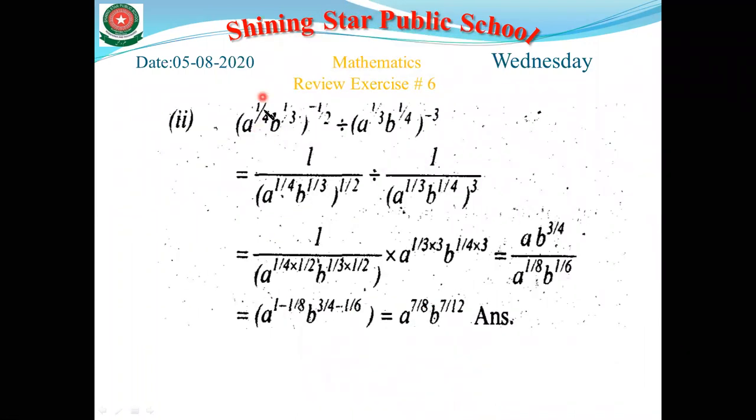Now (a power 1 over 4, b power 1 over 3) whole power minus 1 over 2 divided by (a power 1 over 3, b power 1 over 4) whole power minus 3. We know that when we have a negative power, we change it into positive, and for changing the power, we take the variable from denominator to numerator and from numerator to denominator. Here is minus 1 over 2. For making it positive, we take this in the denominator, and also this whole bracket in the denominator. So its power will be positive.